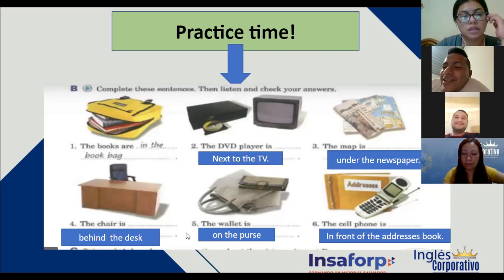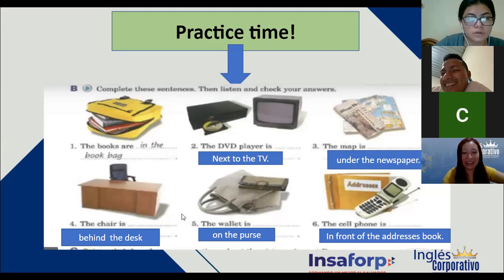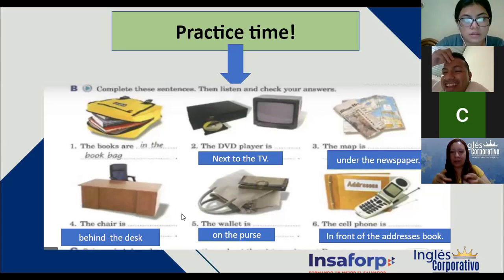Number 5. The wallet is on the purse. Correct. The wallet is on the purse. La cartera está en. Encima de. No. Ah, que sí, la cartera perdón, no sí. Wallet es la billetera. Purse sería la cartera grande. Entonces la billetera está sobre la cartera grande. Lo que pasa es que acá nosotros le decimos cartera a todo. Hasta la bolsa de super cartera.